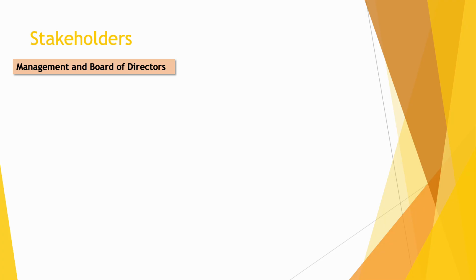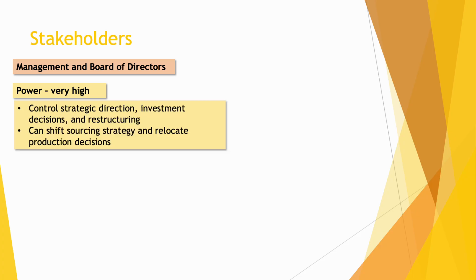So let's look at the management and the board of directors first of all. They are going to be impacted by the changes that the government is making to that border. Now, their power, what is actually happening from a corporate point of view in this scenario, is very high. Because if we're looking at what the company should be doing, they control the strategic direction of the company, the investment decisions, any restructuring. They can shift sourcing, they can relocate production. So basically they control the company's response to what the government is doing.